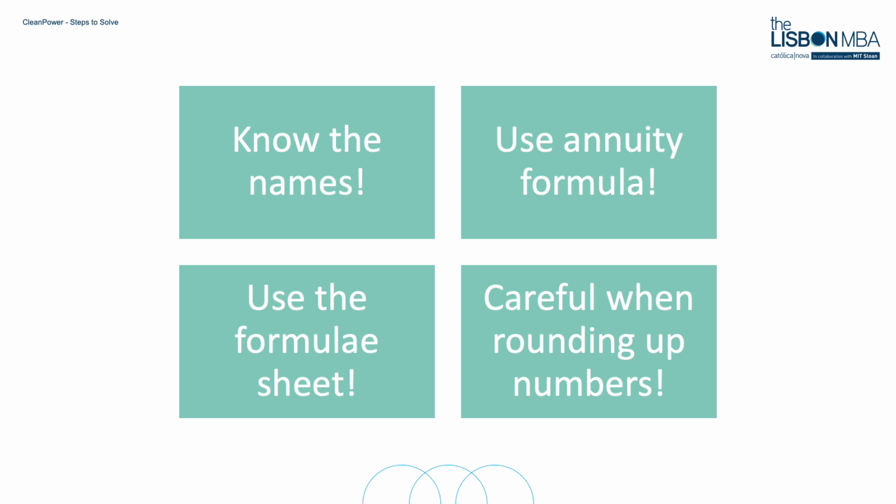And last, be careful when rounding numbers. If you make a small rounding in the betas, you will have a small difference also in the NPV. So you should be careful with that.